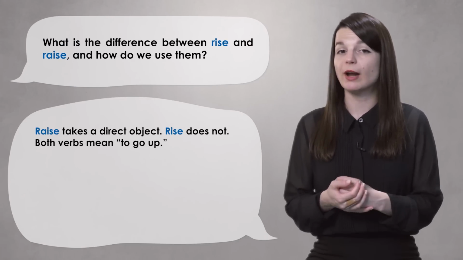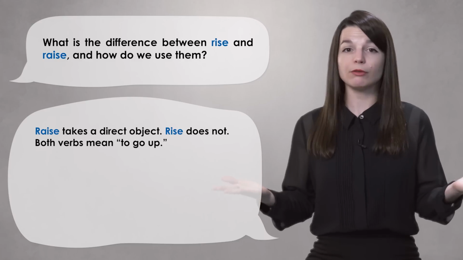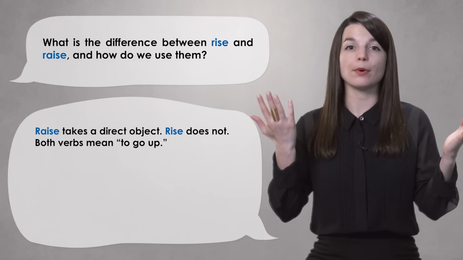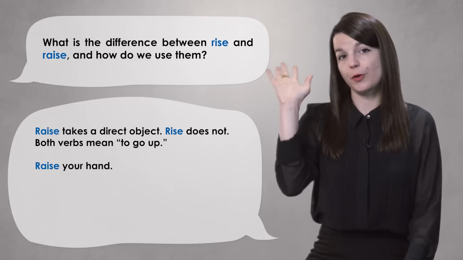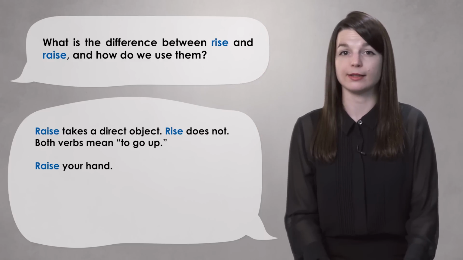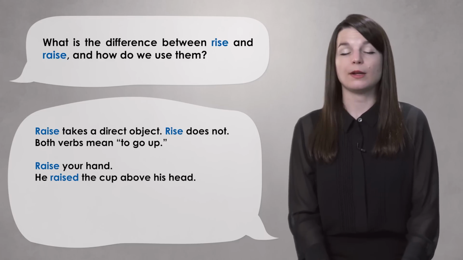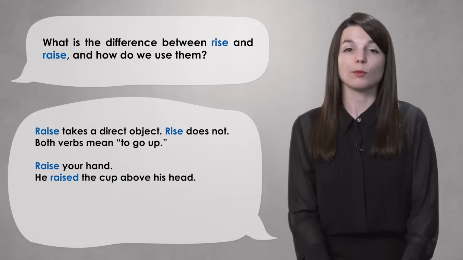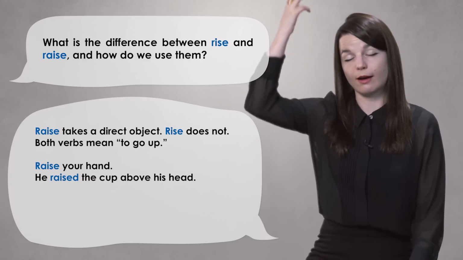Raise takes a direct object. Rise does not take a direct object. Both verbs just mean to go up. So, for example, raise your hand. So your hand is the direct object of raise in that example sentence. Or he raised the cup above his head. So in that sentence, the object of the verb raise is the cup. So to move the cup above his head, to raise a cup up.